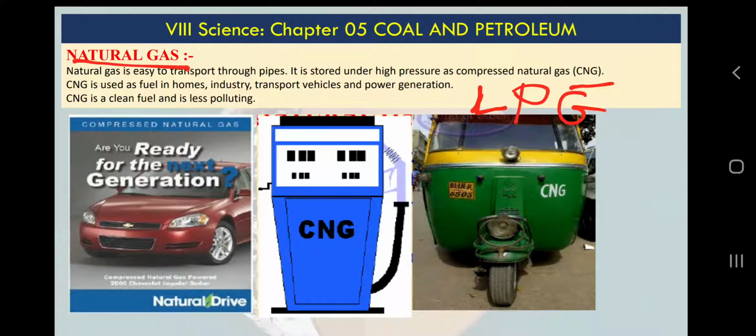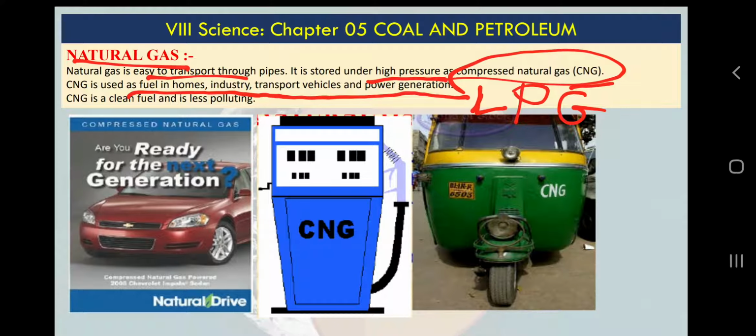any type of fuel which burns completely, which produces less garbage or less remains, which produces less pollution, will be a good fuel. But it all depends on the cost and availability also. Although there may be many types of good fuel, we are forced to use other fuels because of the availability and the price of that fuel. CNG is very economical, plus it is easy to transport. It is stored at high pressure, that is why it is called compressed natural gas, and it is used in home, industry, transport vehicles and power generation.